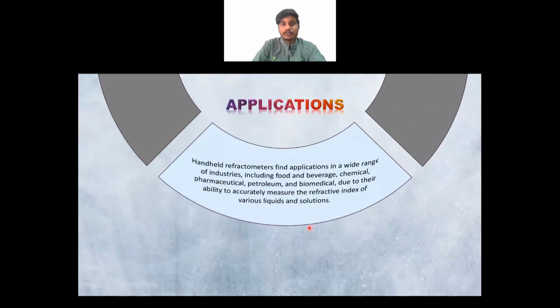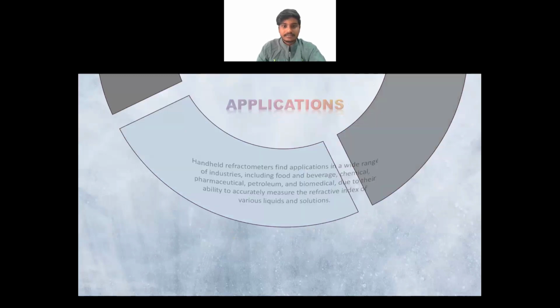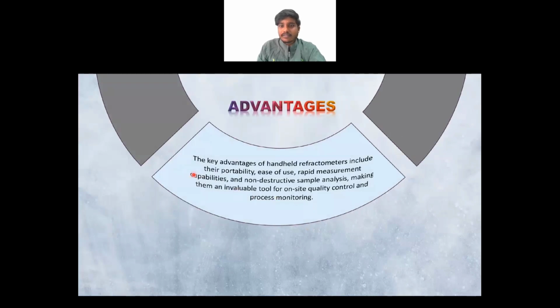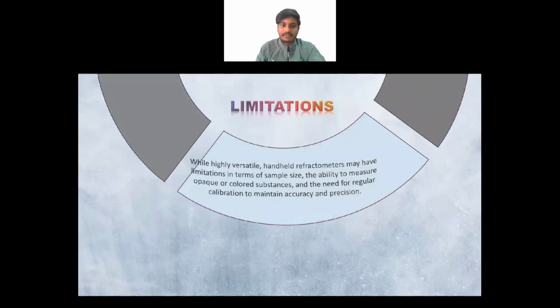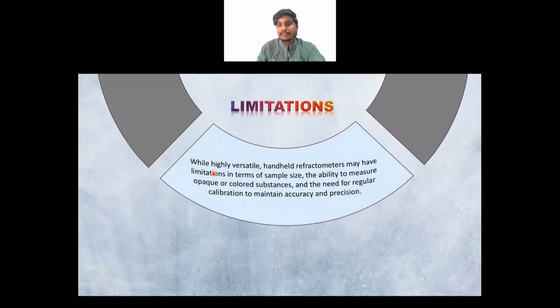And that's it. And going to the advantages. Key advantages of a handheld refractometer include their portability, ease of use, rapid measurement capabilities, and non-destructive sample analysis, making them an invaluable tool for on-site quality control and process monitoring. And limitations. While highly versatile, handheld refractometers may have limitations in terms of sample size, the ability to measure opaque or colored substances, and the need for regular calibration to maintain accuracy and precision.